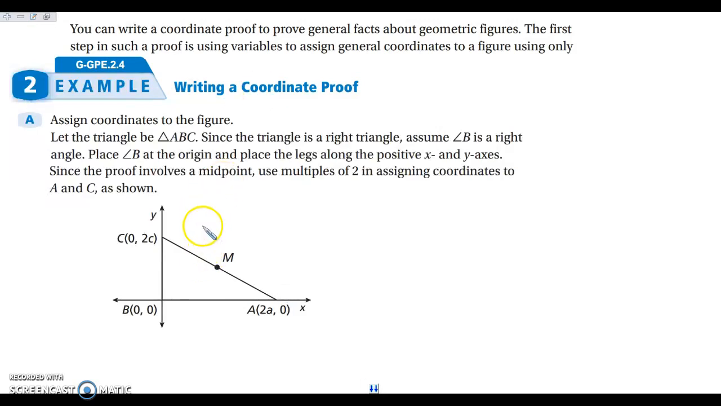All right, so the first thing that we're going to do is place a triangle in the coordinate plane as such. Now, because we're using a midpoint, remember that in the midpoint formula we divide by 2. So all of my coordinates I want to be divisible by 2. That is why these coordinates were chosen to represent the vertices of the triangle.